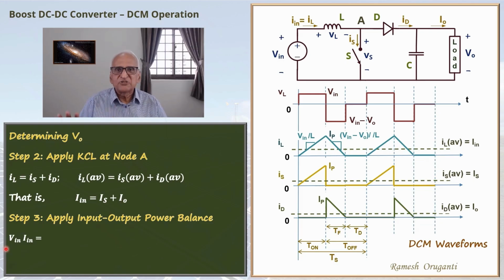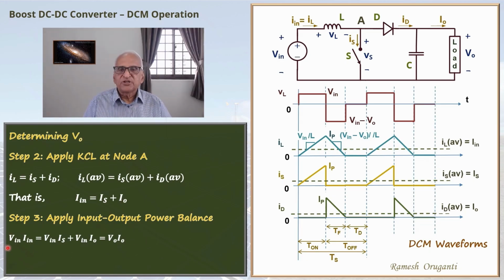We assume 100% efficiency. There is no power loss inside the converter. So V in IN equals V naught I naught. We can substitute for IN from here. V in IN will be V in IS plus V in I naught, and that is equal to V naught I naught. So I can find V naught by V in.